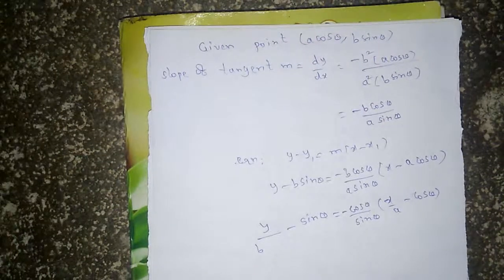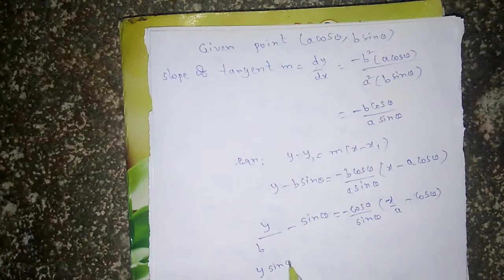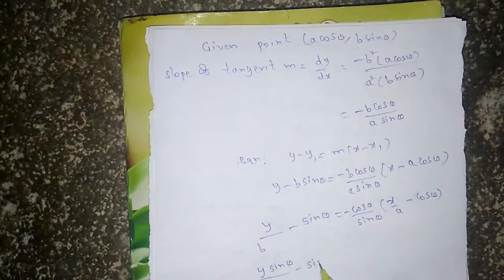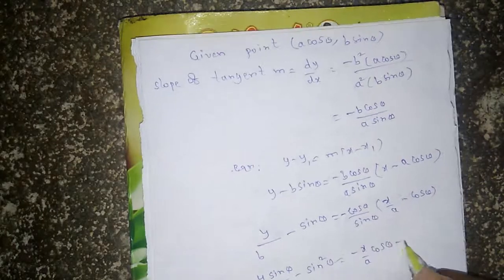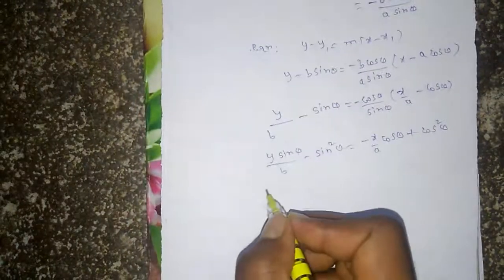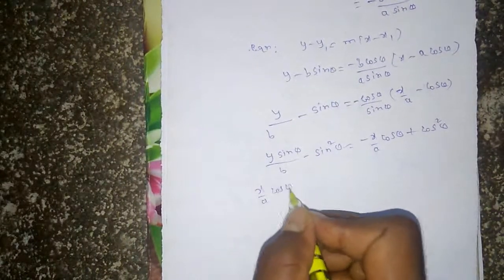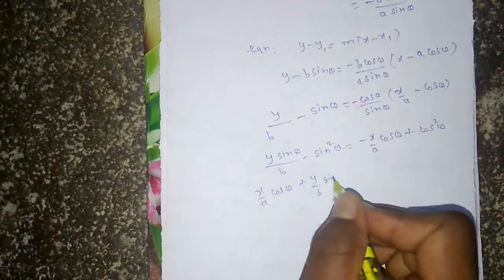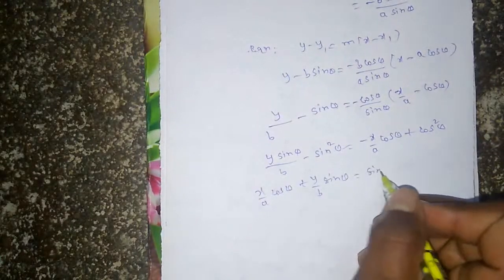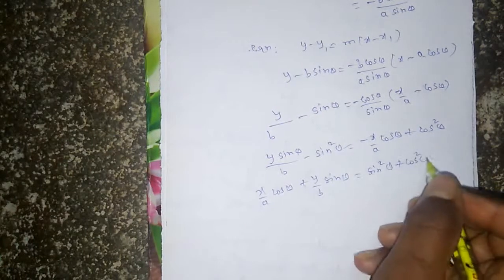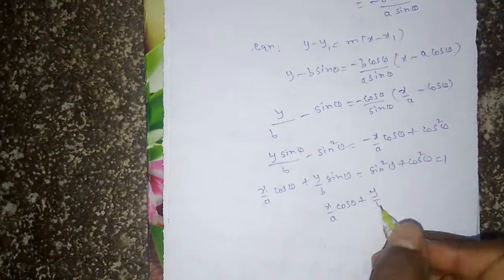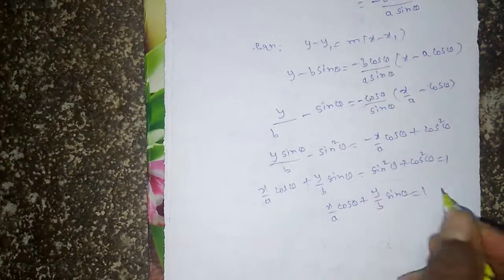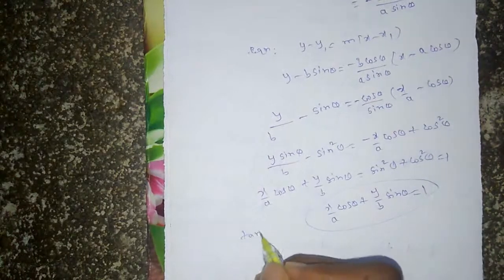Now cross multiply, this is y sin theta by b minus sin square theta is equal to minus x by a cos theta plus cos square theta. So that is x by a cos theta plus y by b sin theta is equal to sin square plus cos square, that is equal to 1. Therefore the equation of the tangent is x by a cos theta plus y by b sin theta is equal to 1. This is the equation of the tangent.